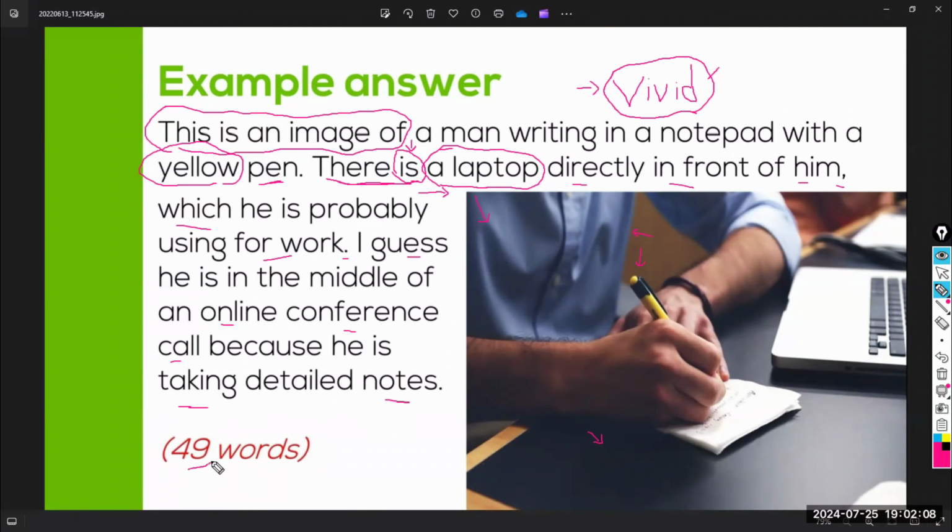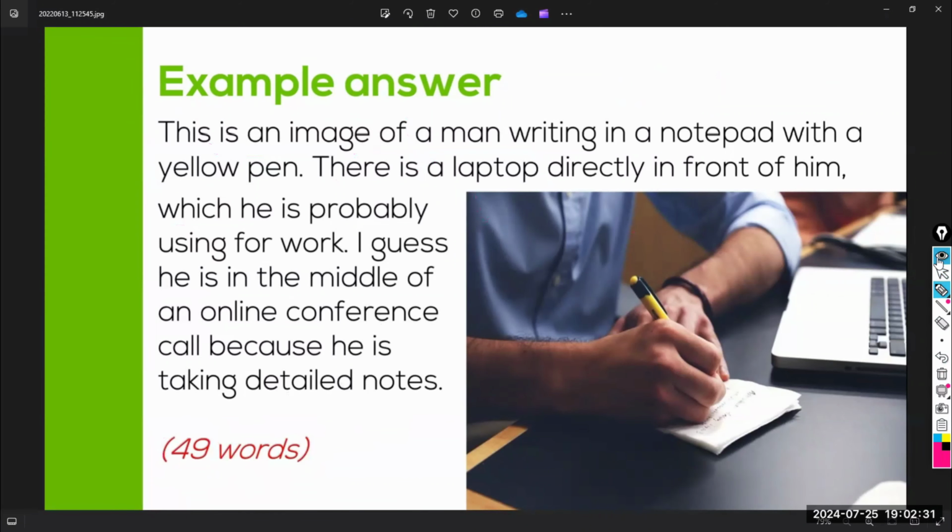So notice that the description again is 49 words, and the previous description was 47 words. So this is the best description. Please, I don't have only to write one word. This is not grade 5 or grade 6. If you want to be more professional, and absolutely if you want to get a better score or band, you have to be creative.